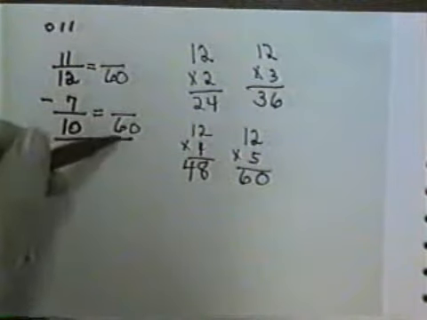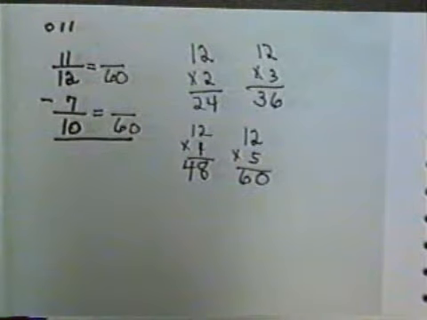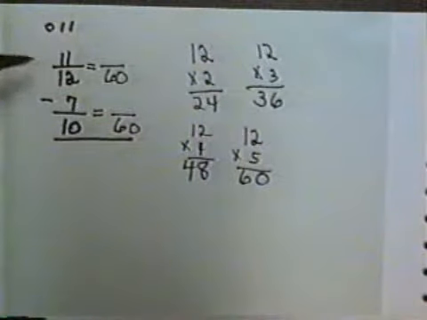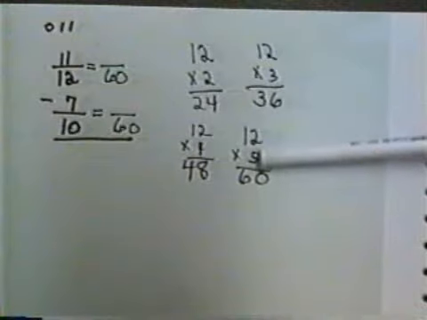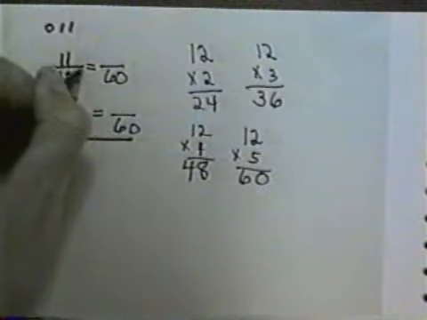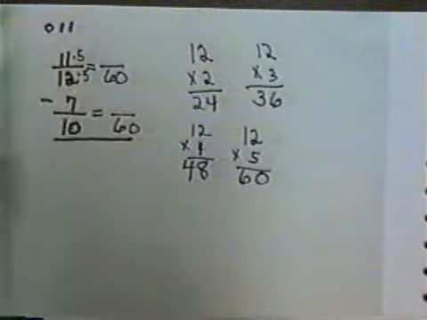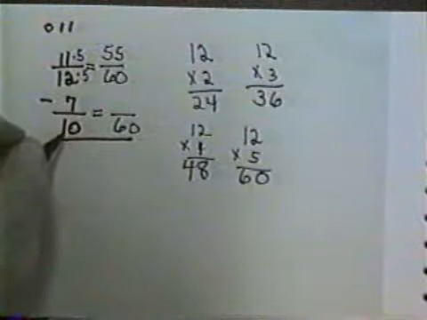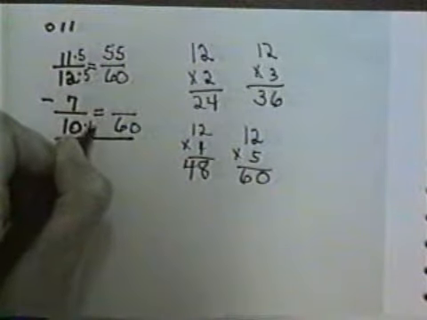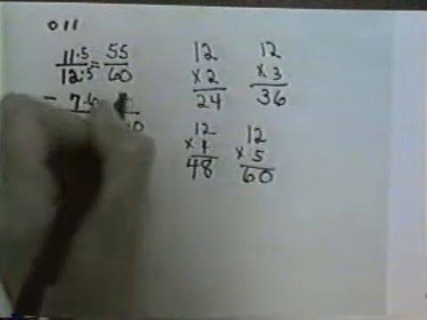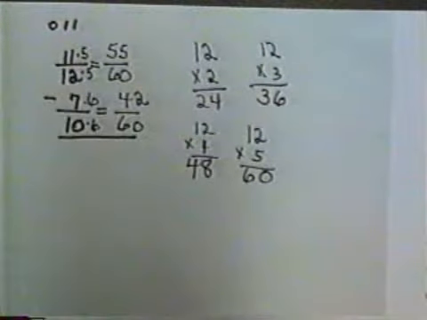See, since 60 ends in a 0, remember, it's going to be divisible by 10. Okay, let's start up here at the top. We know that when we multiplied 12 by 5, we got 60. So this is going to be times 5. And it's 11 times 5. So we'll have 55 sixtieths. And then on this one, it's 10 times 6. So we have to say 7 times 6. And we end up with 42 sixtieths.